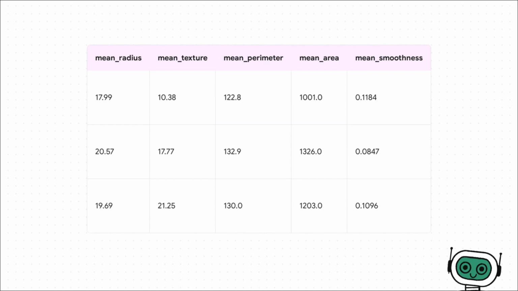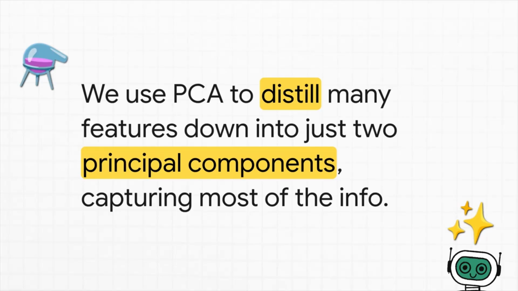Let's look at a concrete example. Here's a medical data set for breast cancer diagnosis. It has a lot of features, things like tumor radius, texture, smoothness. If you just look at this table of numbers, it's impossible to see any patterns. But we can run PCA and distill all of those different measurements down into just two principal components that capture most of the important information.